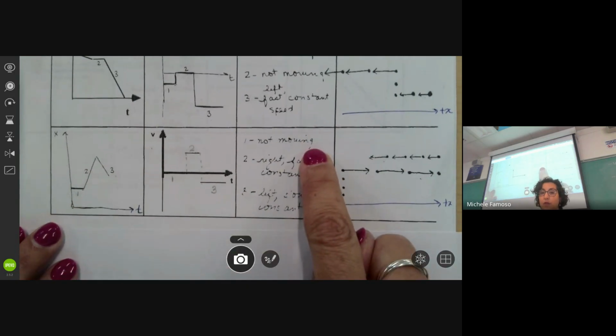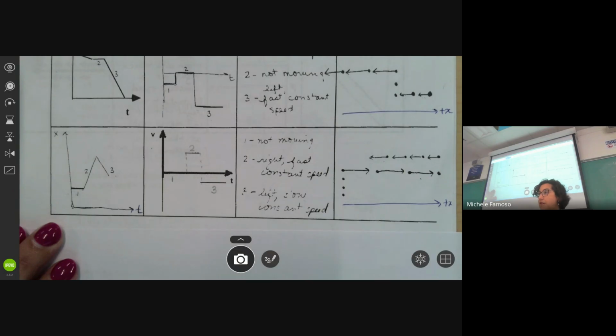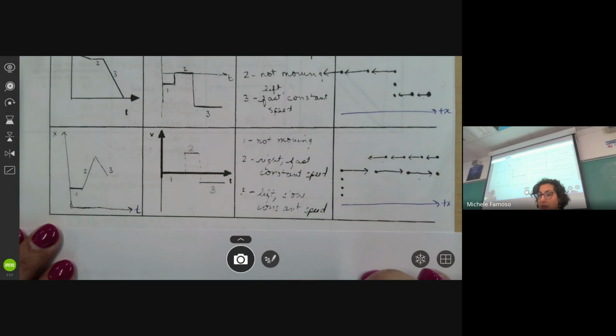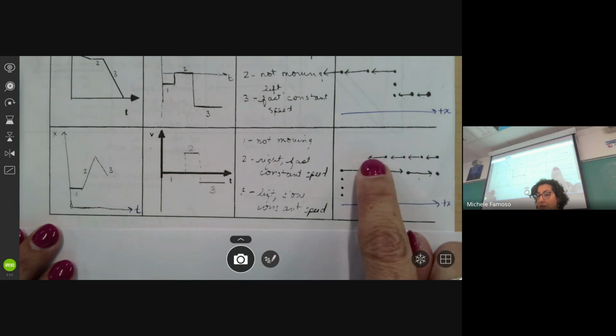Number 1 is not moving. 2 is going to the right with a fast constant velocity. And 3 is going to the left with a slow constant speed or velocity. So our motion map should show several dots stacked, showing no motion, then arrows to the right, which are fairly long, and then arrows to the left, which are shorter.